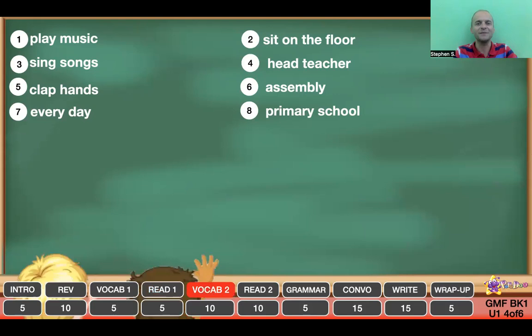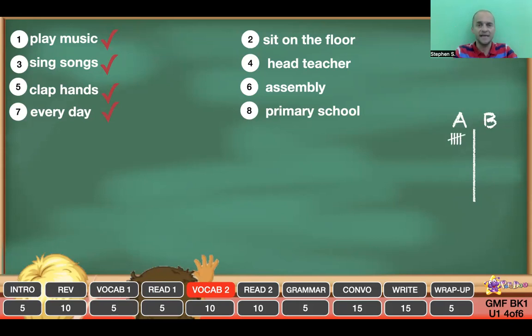So, for example, here comes up my team. Teacher's going to draw the scoring on the board, A and B, and team A stands up. Team A will then say 1, 3, 5, 7, okay? Play music, good. Sing songs, good. Clap hands, good. Every day, good. It's just pronunciation. Correct, it's all correct. Team A gets 5 points, bling.